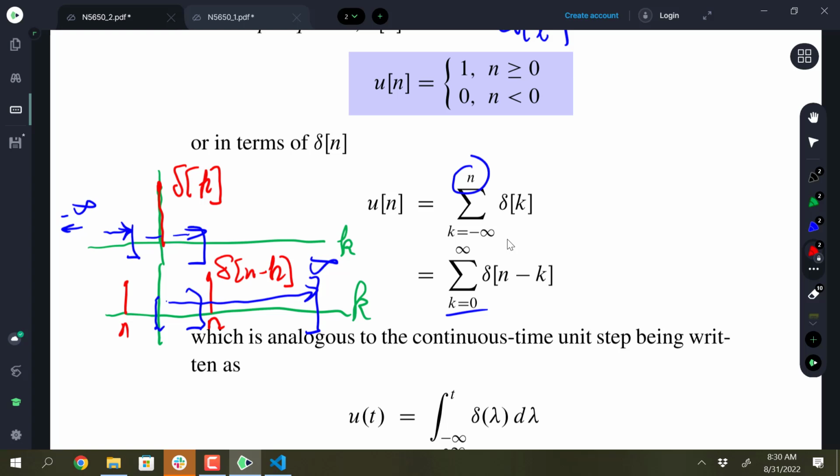And I'm not capturing it. So I get the same net effect. As long as n is greater than or equal to 0, it gets captured, and I get an output of 1. If n is less than 0, it never gets captured, and I get 0.